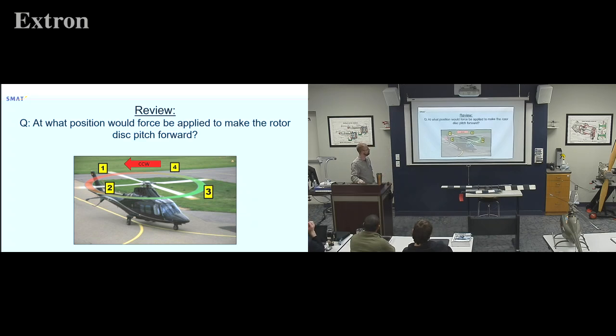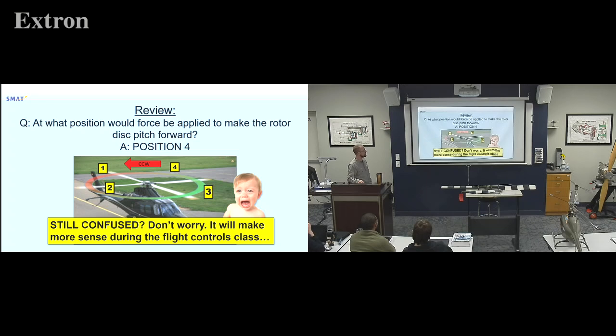Okay? At what position would force be applied to make the rotor disc pitch forward? Two. Down, 4 up. Position 4, if it's applied at 4, which way? Still confused? Okay, so 2 and 4. Okay, counterclockwise, 2 and 4. Force would be applied at 2 and 4 to make the blade pitch forward, okay? Still confused? Don't worry, it'll make sense as we get into rigging it, okay?